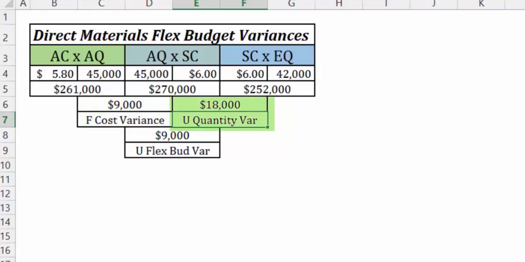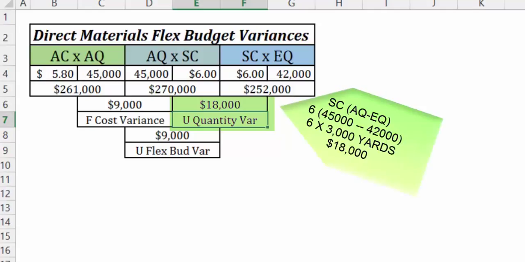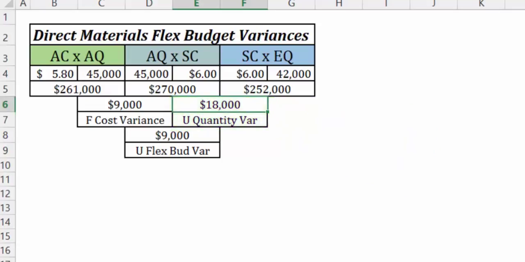We were supposed to use 42,000 yards. We really used 45,000 yards. That's a difference of 3,000 yards at $6 a yard, which gives us our $18,000 quantity variance. So we bought maybe cheap fabric, maybe we got a bargain on it, but it wasn't very good fabric, and so we used too much of it.